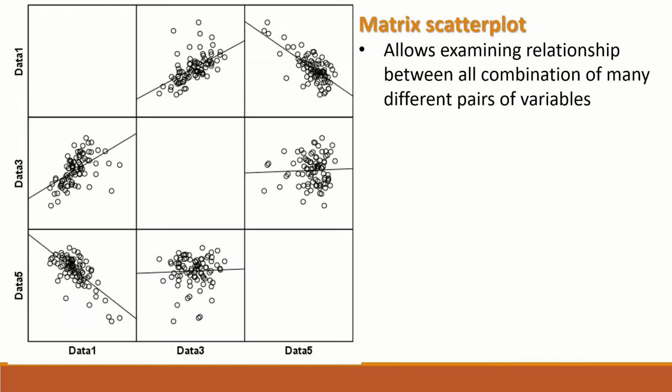Now, matrix scatter plots allow examining the relationship between all combinations of many different pairs of variables. If you have several or multiple variables and you want to plot them in pairs, you can do it in one diagram or chart. It's called a matrix scatter plot. It's convenient when you have multiple variables and you want to look at the correlation between them.